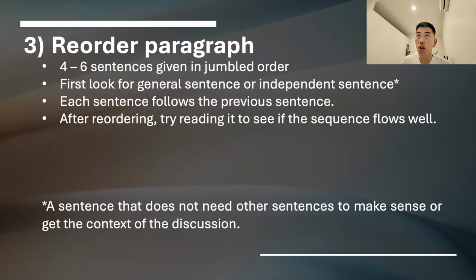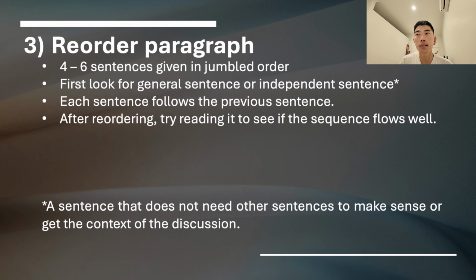The third activity is reorder paragraph. In this activity, 4 to 6 sentences will be provided to you in a jumbled order, and you will have to arrange these sentences in the right order so that it makes sense at the very end. First, look for a general sentence or independent sentence. What is a general sentence or an independent sentence?